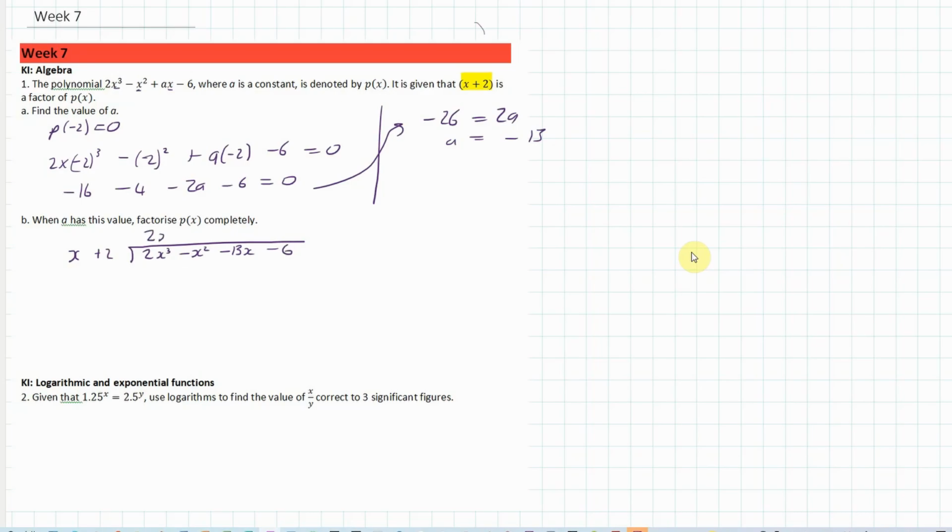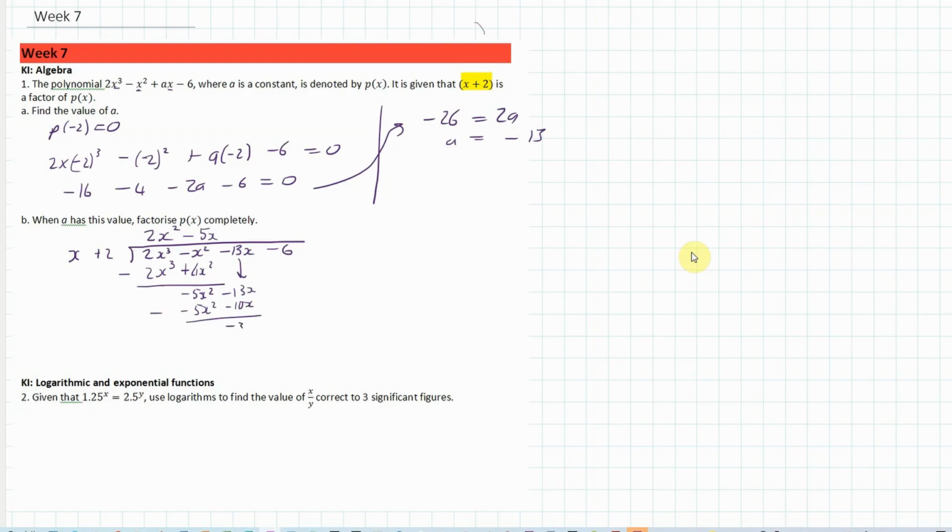So I'm going to multiply first of all by 2x squared. And then that will give me 2x cubed plus 4x squared. And then we just take those away. So we get a 0 and then a minus. So that should be minus 5x squared, I think. Then we bring down our minus 13x. And so I'm just going to times by minus 5x. And so I get minus 5x squared minus 10x. So I'm taking away that whole thing.